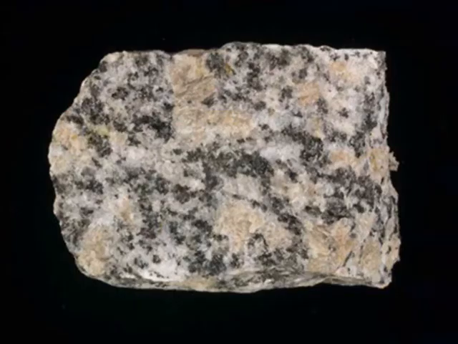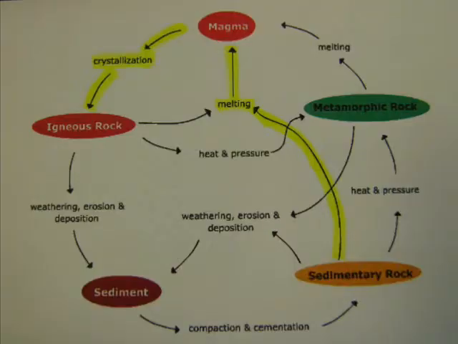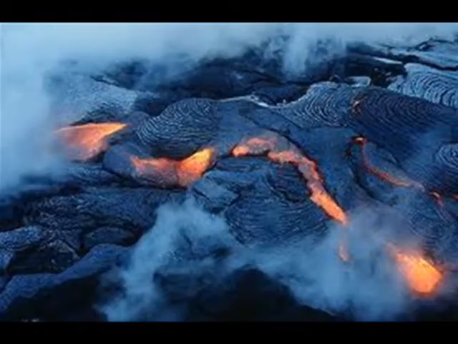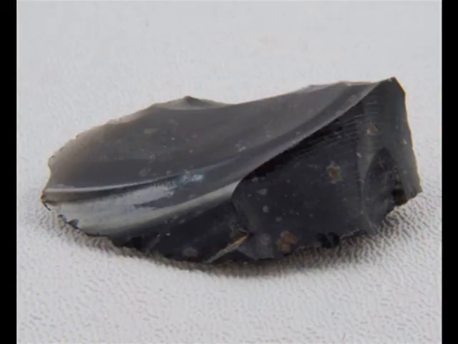This is a picture of granite, an intrusive igneous rock. If you wanted to go from, say, a sedimentary rock to an igneous rock, the rock would undergo the same process just mentioned. First, the sedimentary rock would melt and turn into liquid magma, followed by hardening or crystallization into solid rock. This is a picture of obsidian, which we know is an extrusive igneous rock.